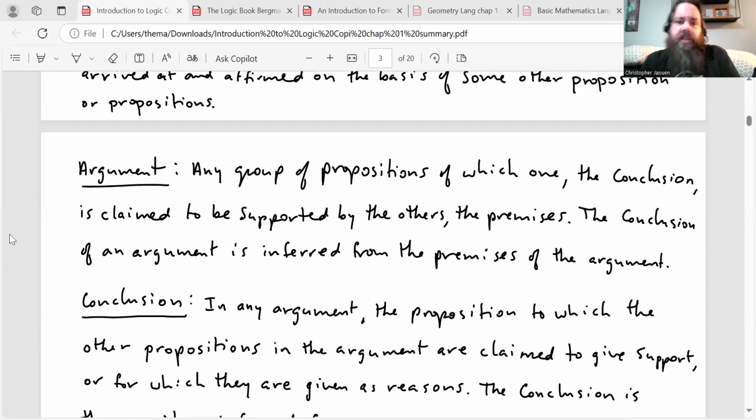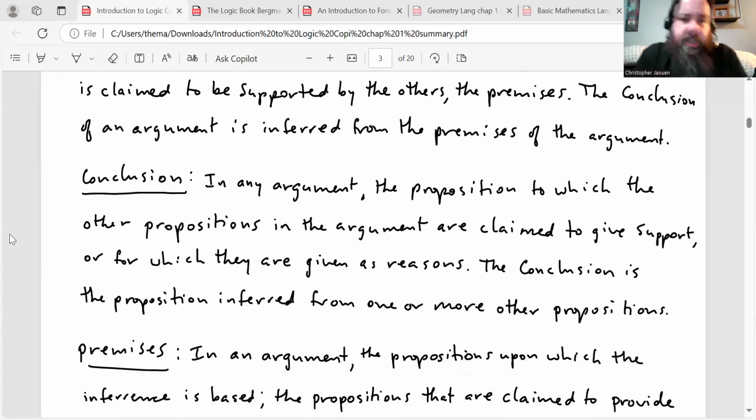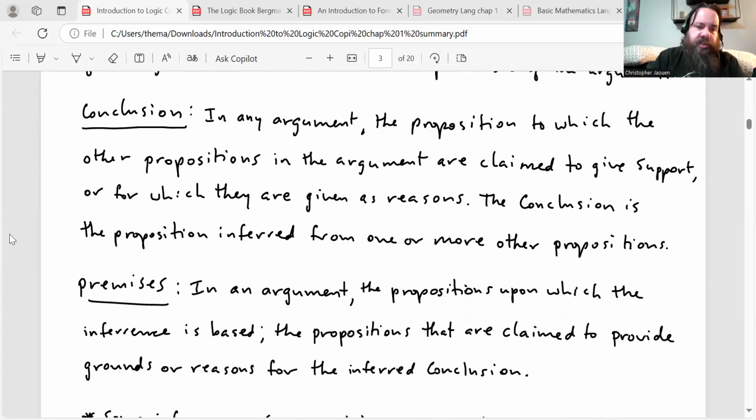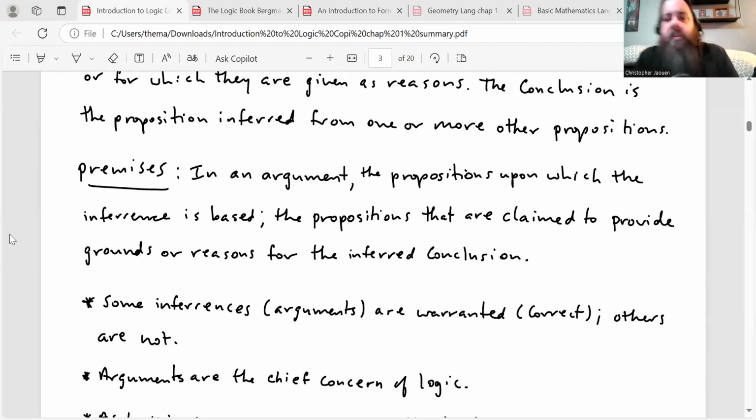An argument is any group of propositions of which one, the conclusion, is claimed to be supported by the others, which are called the premises. The conclusion of an argument is inferred from the premises of the argument. These are all definitions here. In any argument, the conclusion is the proposition to which the other propositions are claimed to give support, or for which they are given as reasons. It is the proposition inferred from one or more other propositions. And the premises are the propositions upon which the inference is based, the propositions that are claimed to provide grounds or reasons for the inferred conclusion.